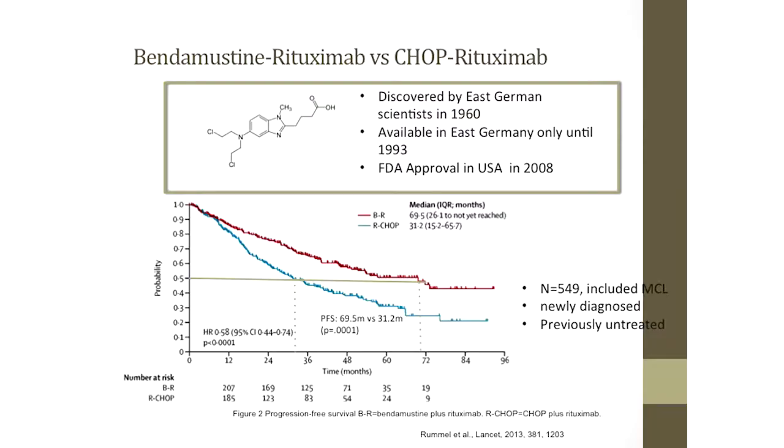But this is a very important drug. It came out of East Germany, where scientists and clinicians found it to be very useful. It only became available when politics allowed East Germany to be part of the rest of the world. A number of studies were done in North America, and it was approved in 2008 in the US, and now it's been approved in Canada. This is a cytotoxic drug. It has many of the side effects that we know are common with some of the chemotherapies we use, but it is a very effective drug.